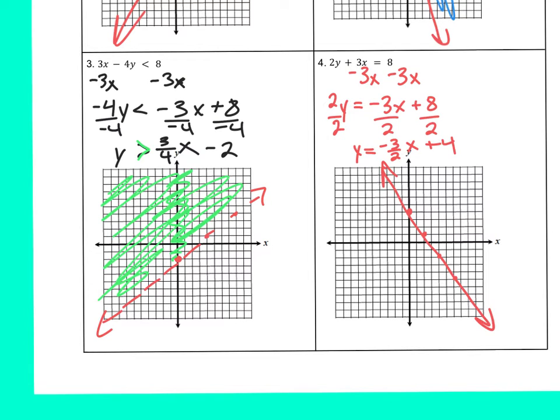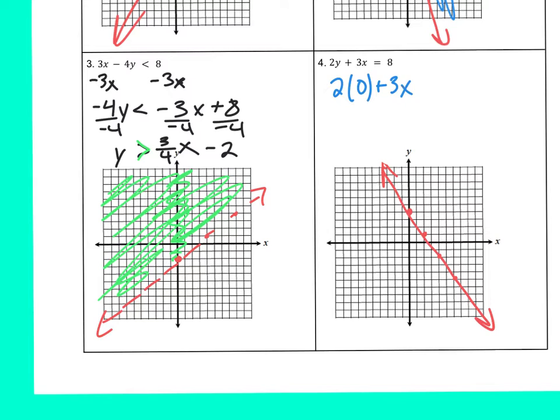One other thing we could have done on this one, if we didn't solve for y, did anybody use standard form and plug in the zeros to find the intercepts? No? Forgot about that. Could I have done that though? Yeah, so let me just real quick show you. If I plug in 0 for y, it just becomes 3x equals 8, or x equals 8/3, so 8/3, comma 0, and then plug in 0 for x.